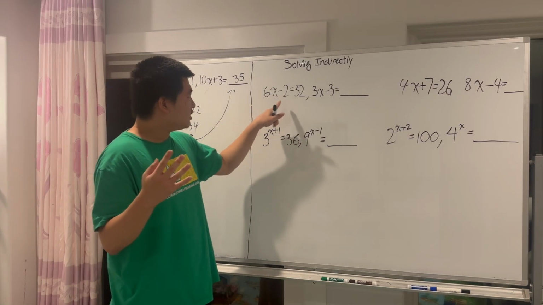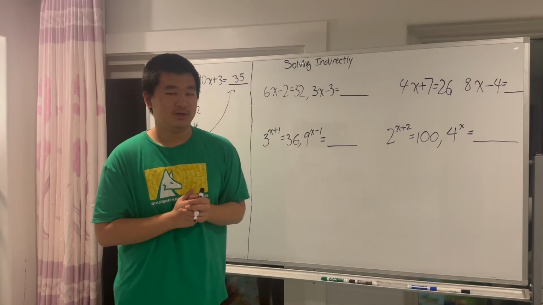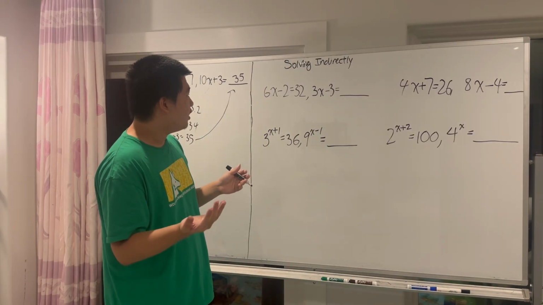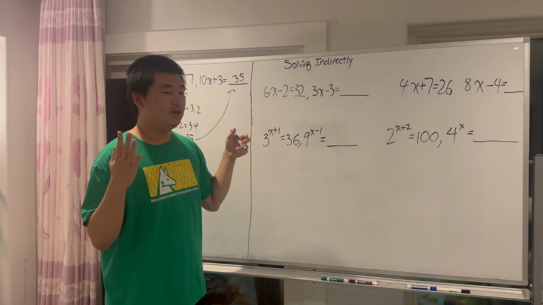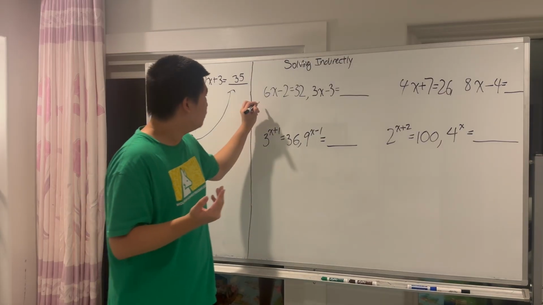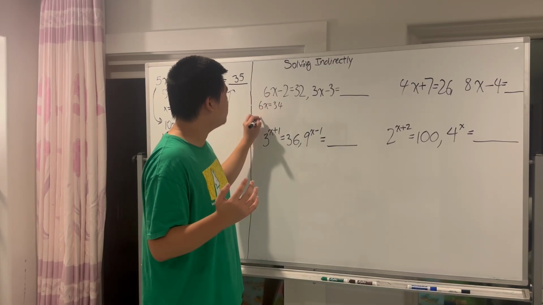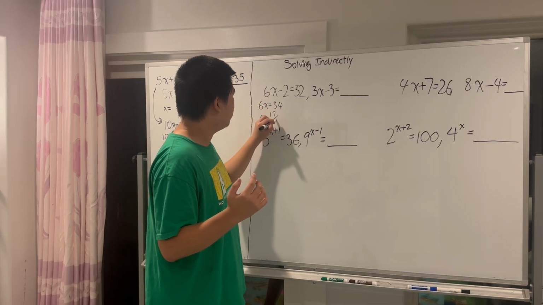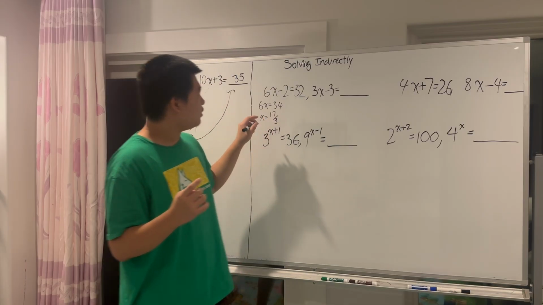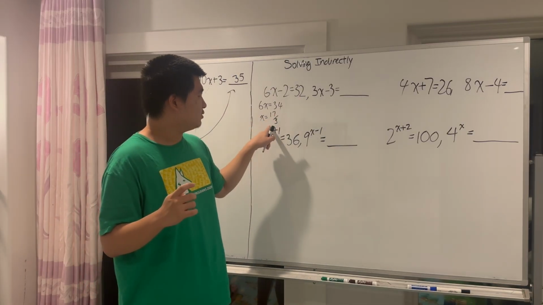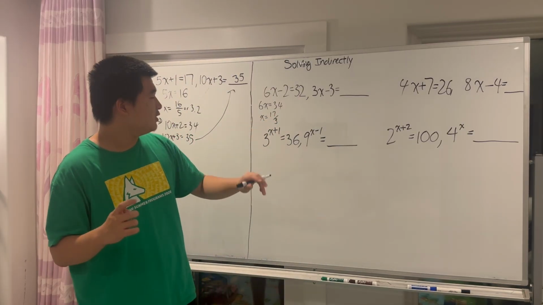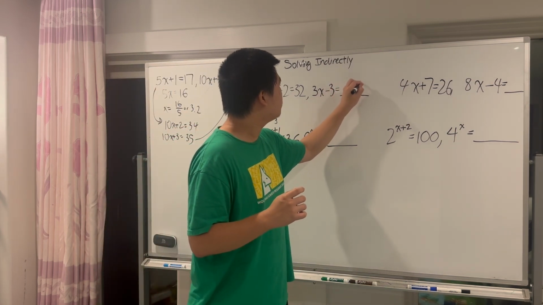For example, 6x minus 2 equals 32, solve for 3x minus 3. This is a pretty similar question, and I'll just show the fractional approach right now, which I would not again recommend, because you get 6x equals 34, and then x equals 17 over 3. So then we have 3x equals 17, so 17 minus 3 equals 14.